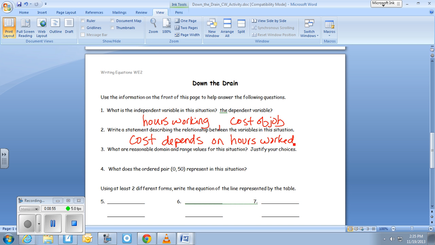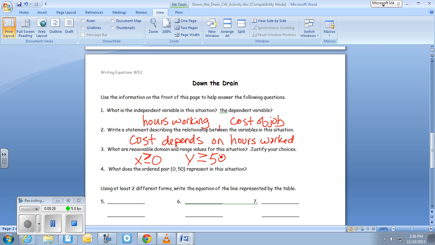And reasonable domain. Domain, remember, is all of our inputs, all of our x values. And we can't have any negative hours worked, so we know it's going to be greater than or equal to 0. We know that he could possibly work 0 hours, so that's a possibility. So it's everything greater than or equal to 0. That means our range is going to be everything greater than or equal to $50. That's it. That's the lowest we're going to go for the range. So think about what's the lowest or what's the highest, whatever your situation is.